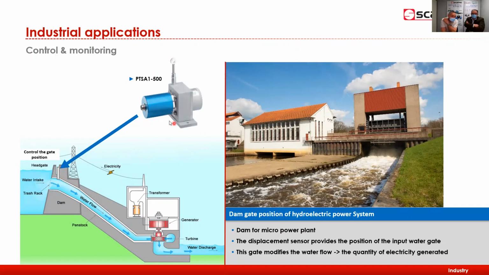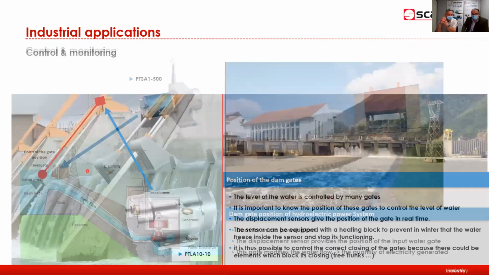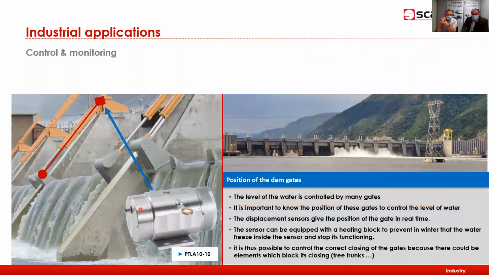And the sensor is connected to the gate, and in real time we can monitor this gate to be sure that there is a good power output. Okay, all right. So that's a simple way to regulate the flow and the power of the system. Very similar. Yes, very similar.